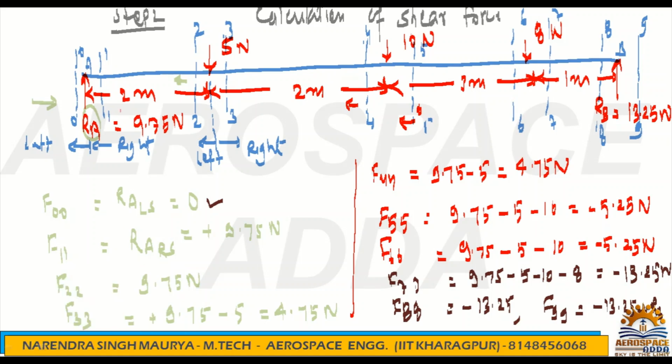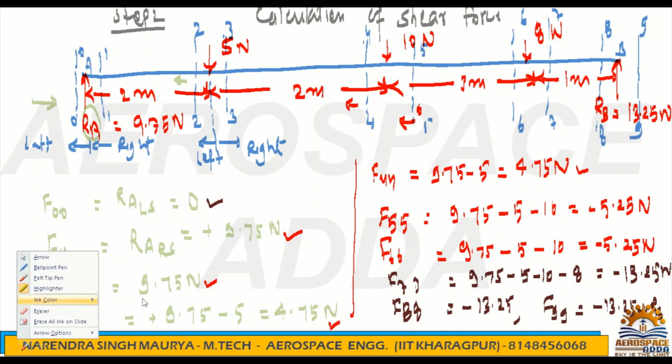And another conclusion I just want to tell you: if you solve 2-3 numericals, then you will be master of this. It's very easy actually. So 1-1 means what? It is just after RA, but if you check 1-1 and 2-2, it is the same. Why? Because between 1 and 2 there is no force. So the same value will be at 2-2, because in between there is no force. So that's the reason 1-1 and 2-2 both are the same. Similarly, F33 and F44 both are the same. In between there are no forces. Okay.